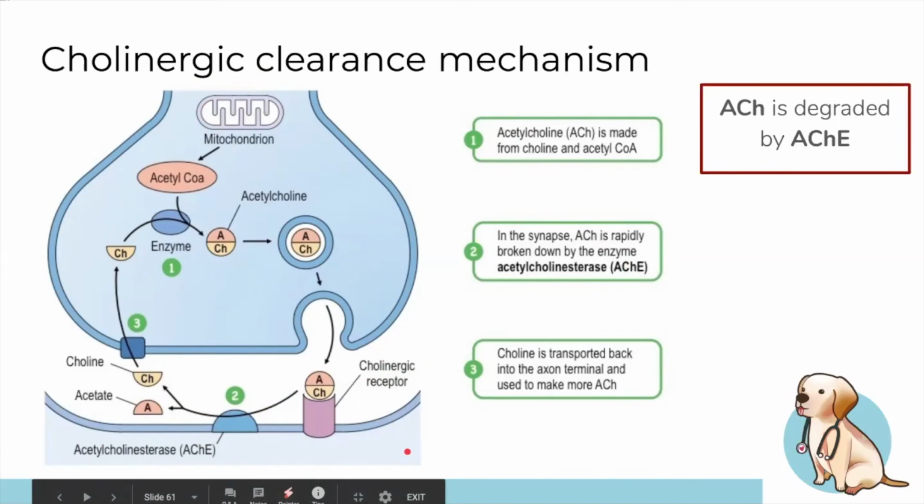The way it works is basically we have something called acetylcholine esterase, and that breaks it down, and then you get the choline that's recycled, and then the acetate is just degraded.